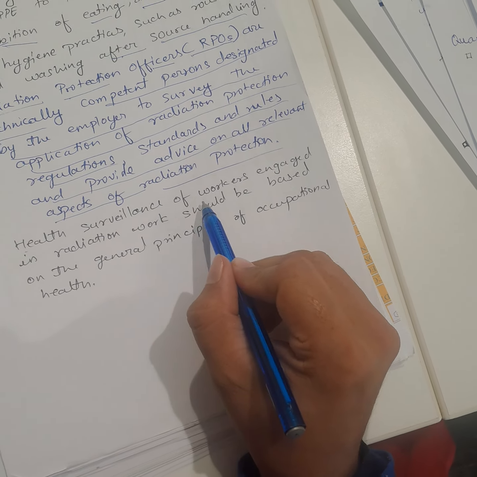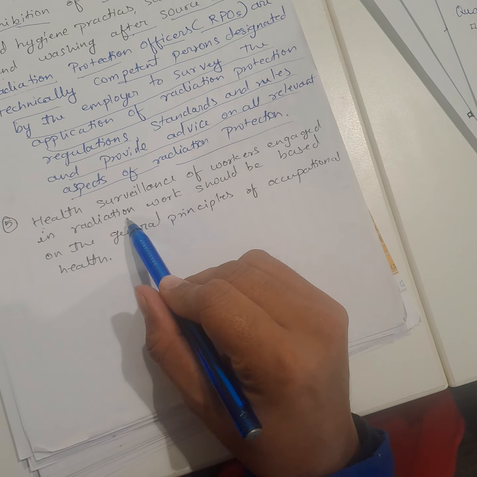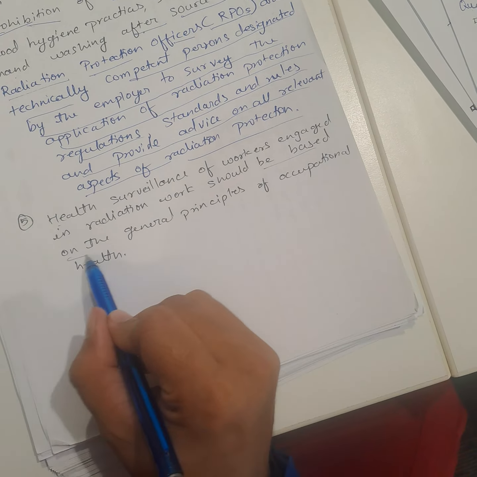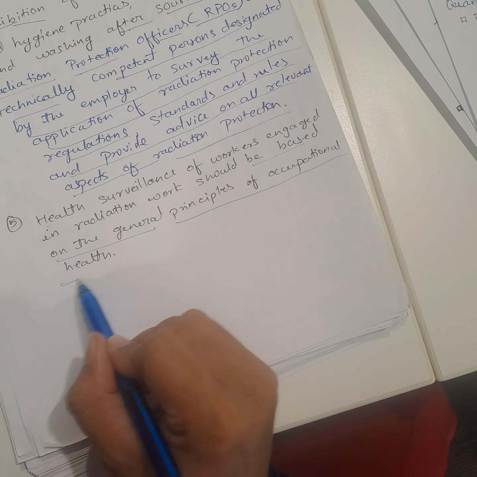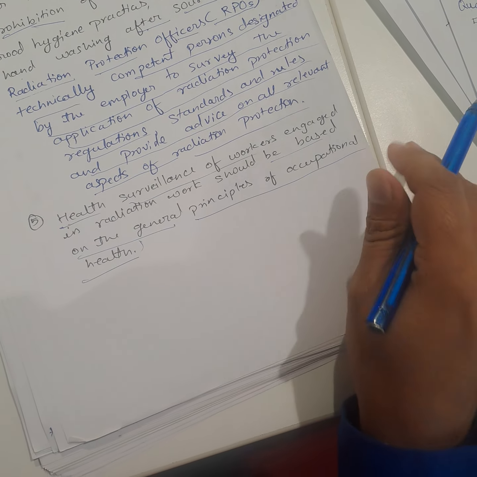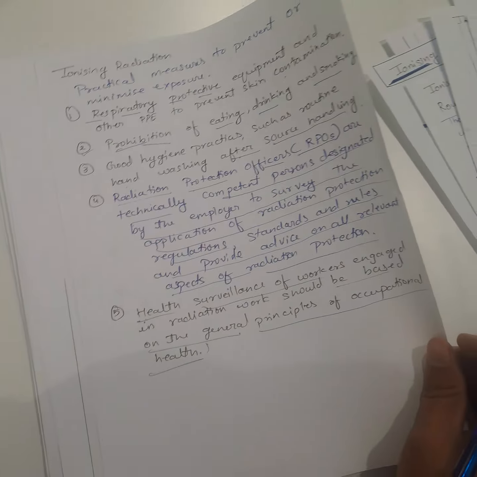Health surveillance of workers engaged in radiation work should be based on the general principles of occupational health. So these are all the preventive measures on how to minimize exposure to radiation.